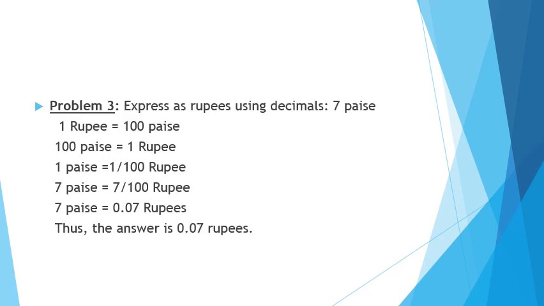Third, if we have to express rupees using decimals, how will we represent 7 paisa in rupees? Now we all know 1 rupee is 100 paisa or 100 paisa is 1 rupee. So therefore 1 paisa is 1/100th of a rupee and 7 paisa will be 7/100th of the rupee. So in decimals we can represent 7 upon 100 as 0.07 rupees. So our answer is 7 paisa is 0.07 rupees.